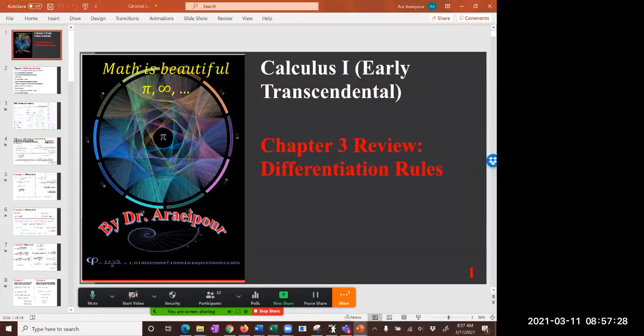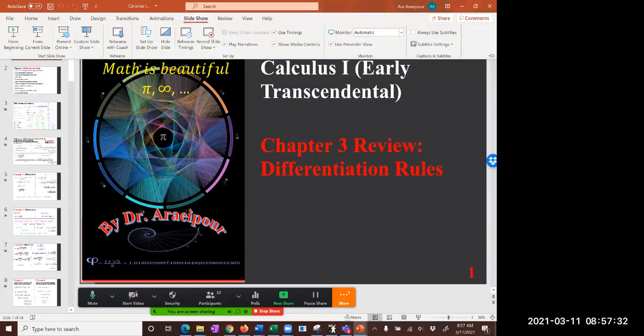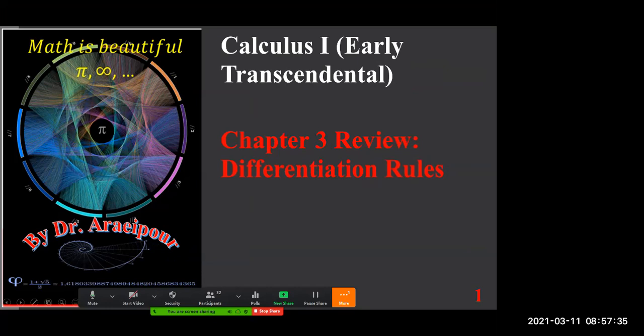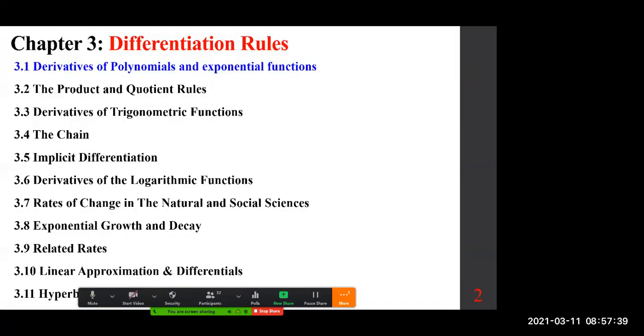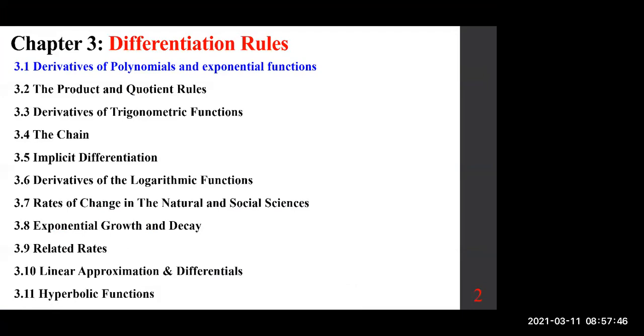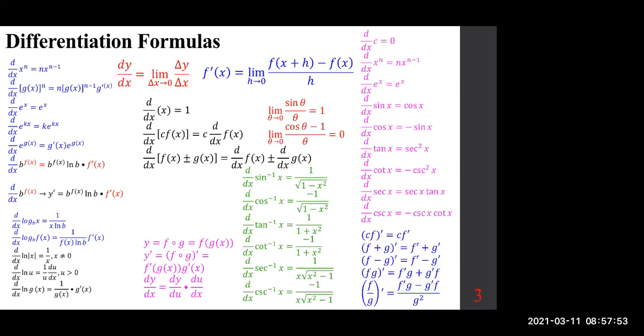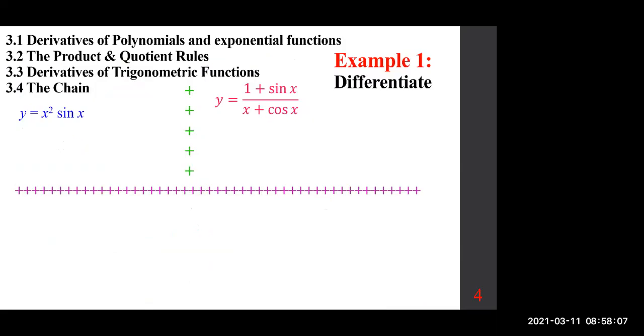All right, so we are looking at the chapter 3 review, and we are going to cover the first 5 sections: the derivatives of polynomials and exponential functions, product and quotient rules, trig functions, the chain rule, and implicit differentiation. First and foremost, there are many formulas. Hopefully we are comfortable with those. We have practiced them, so we are ready to move on. Let's look at a few examples here. Again, remembering all those formulas is essential.